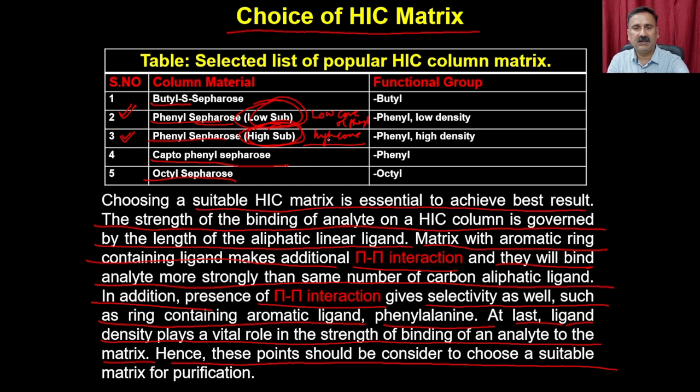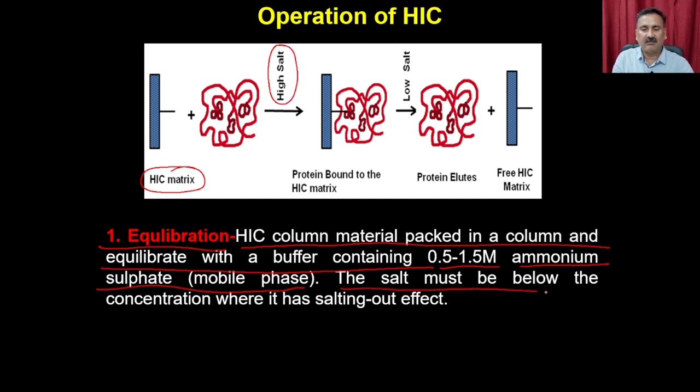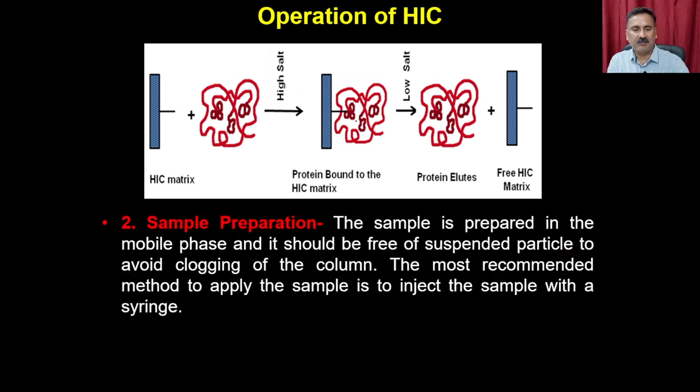Now, how are you going to perform the hydrophobic interaction chromatography? In step one, you're going to do the equilibration. The HIC column matrix is packed in a column and equilibrated with a buffer containing 0.5 to 1.5 molar ammonium sulfate. When you put the high salt into the equilibration buffer, the salt must be below the concentration where it has a salting out effect. The high concentration is going to remove the hydration shell from the protein and expose the hydrophobic patches. As a result, the functional group present on the matrix is going to bind these hydrophobic patches.